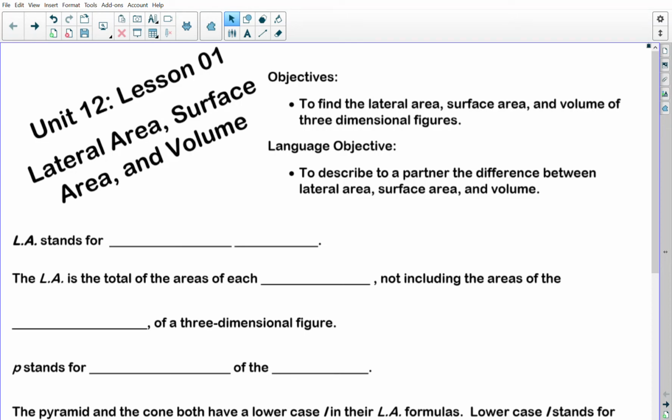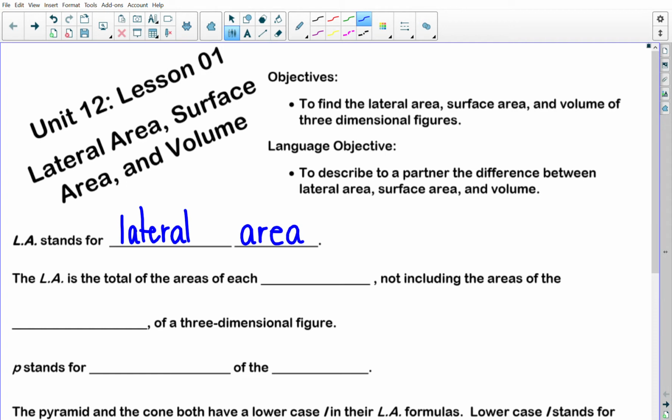Hi there. Today we're going to talk a bit about lateral area, surface area, and volume. So LA stands for lateral area. Okay, and LA is the total of each of the areas of each face, not including the area of the bases. So we are not including our bases when we find this area for a three-dimensional figure.